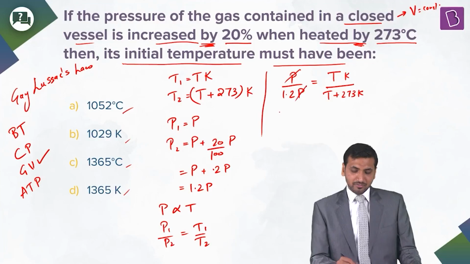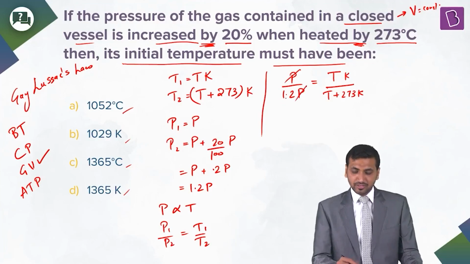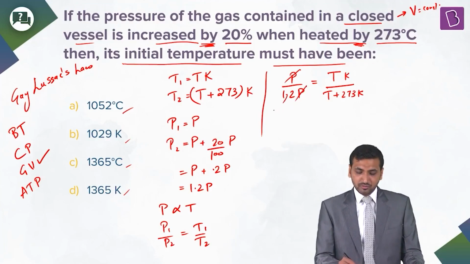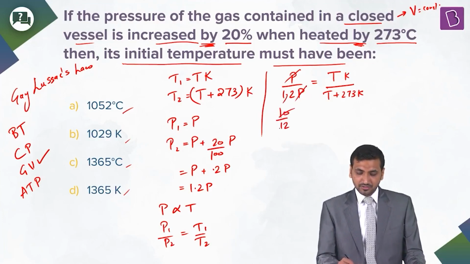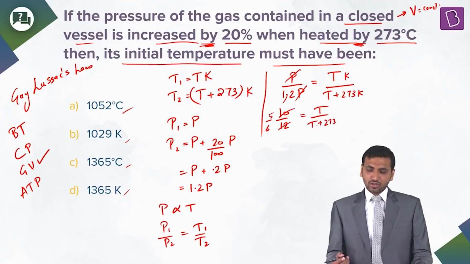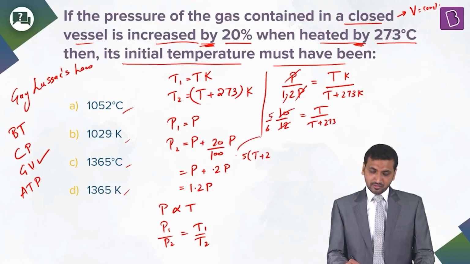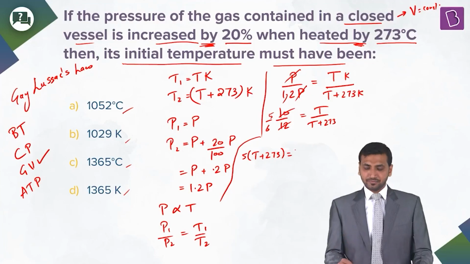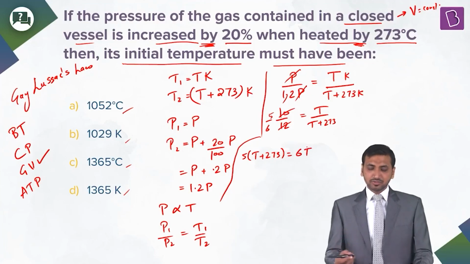P gets cancelled with P. So you have 1 by 1.2. I can remove this decimal and write it as 10 by 12, which is 5 by 6, equal to T upon T plus 273. If you cross multiply this, it will be 5 into T plus 273 is equal to 60. Calculation becomes simple.